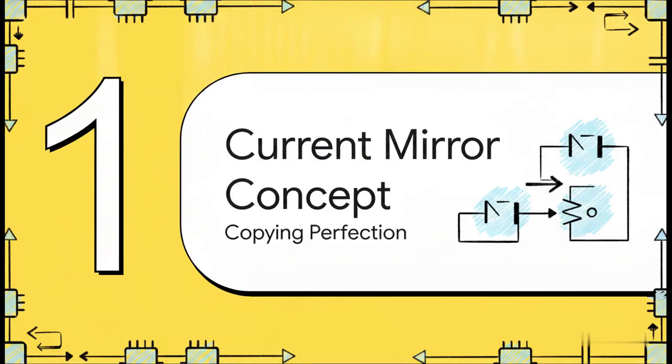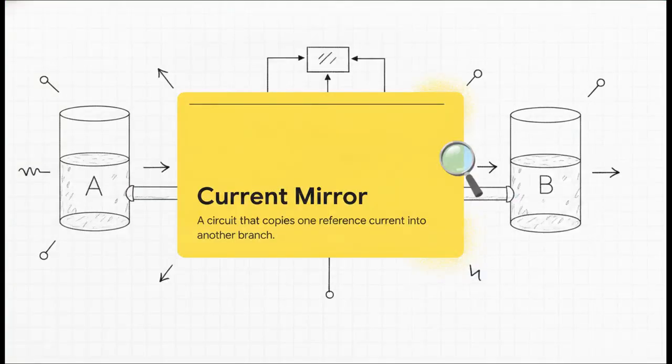All right, Section 1, the current mirror concept, copying perfection. Let's start with the absolute basics of what we're actually trying to achieve on the chip. At its core, a current mirror is a circuit designed to do exactly what its name suggests. Perfectly copy one reference current, which we call Iref, into another branch, known as the output current, or Iout. Think of it kind of like a highly precise photocopy machine. If the original paper is perfect, the copy absolutely has to be perfect too.